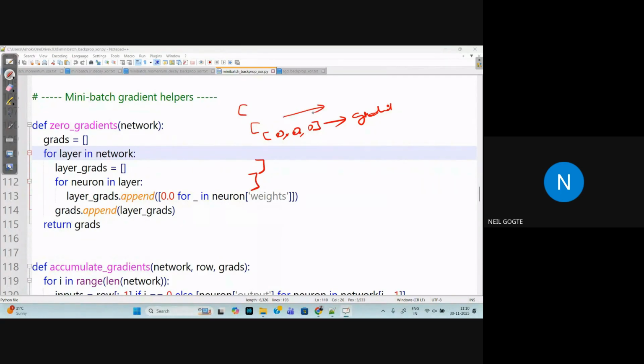This is the layer grad, and this is the individual gradients. This is the layer gradients. Each layer has many neurons. Each neuron has many weights coming to it. Each of the weights has a gradient, and therefore there is also the grads. This data structure has to be understood.